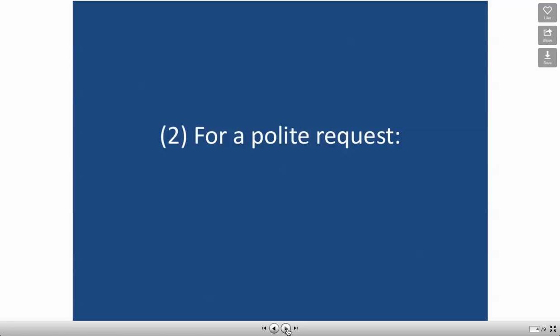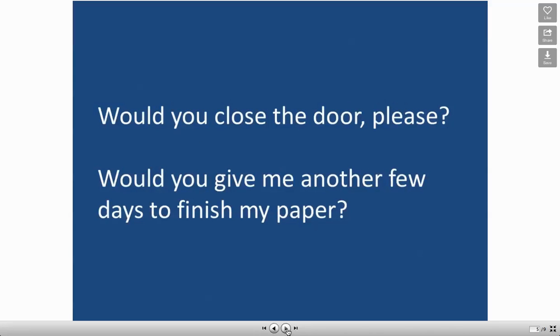Another completely different way we use the word is in polite requests. So when someone says, "Would you close the door, please?" or "Would you give me another few days to finish my paper?" you're asking the person to please do this, and the would is a way of saying please.